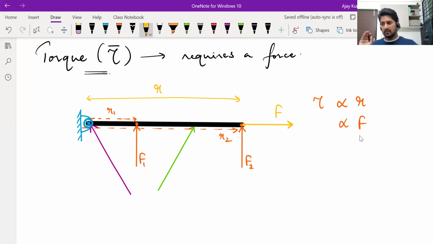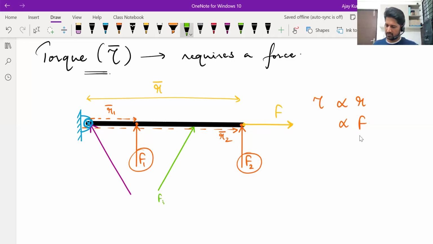Why? It's not the complete force that matters. To rotate something about an axis, it's the component of force perpendicular to the position vector that matters. For the yellow vector, there's no force perpendicular to position vector R. For the orange vectors, the entire force is perpendicular to the position vectors. F1 is perpendicular to R1 vector, F2 is perpendicular to R2 vector. So they produce torque.